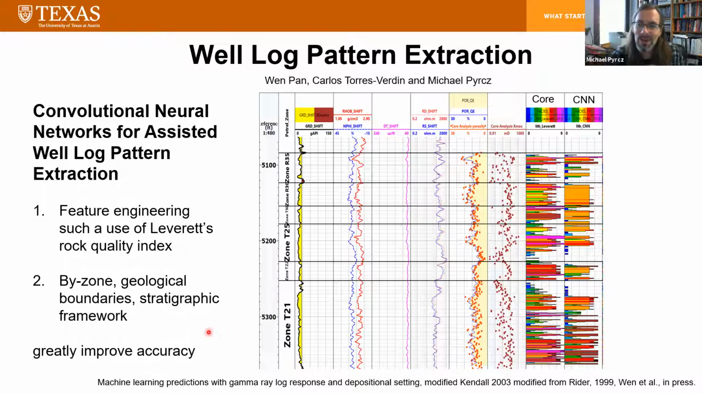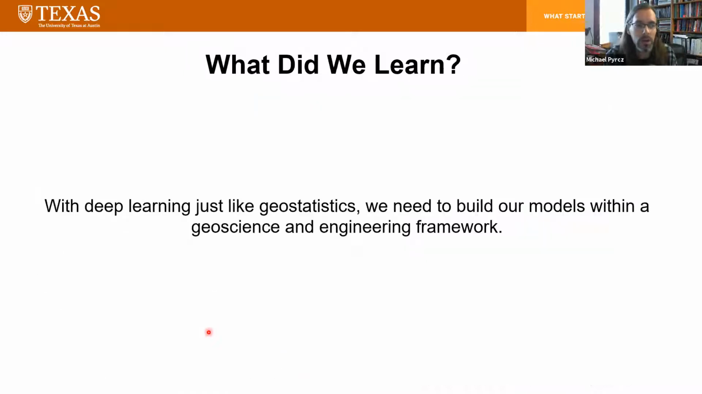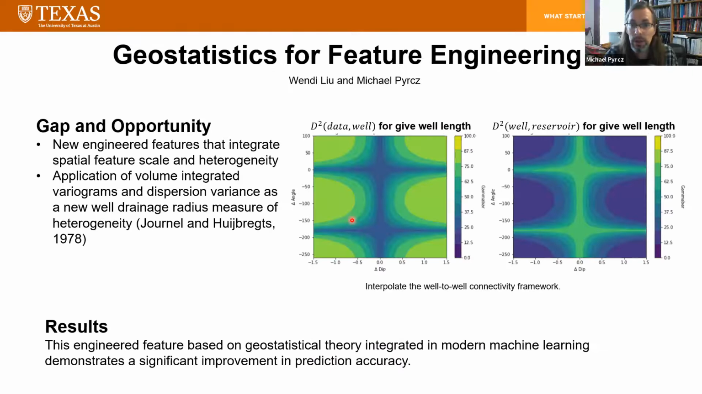The other thing we find interesting is the machine can tell you when something anomalous or unusual happened. And you can use that as a check on your interpretations. What did we learn? Deep learning, just like geostatistics that we've been doing for decades, needs to be built on a framework of geoscience and engineering. We can't just let the statistics take care of the problem.